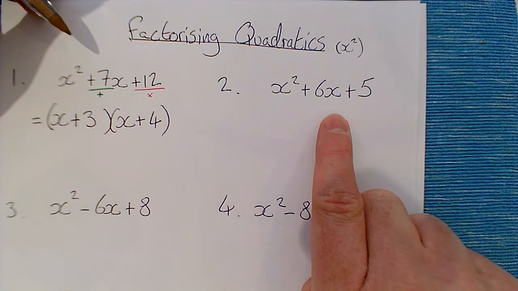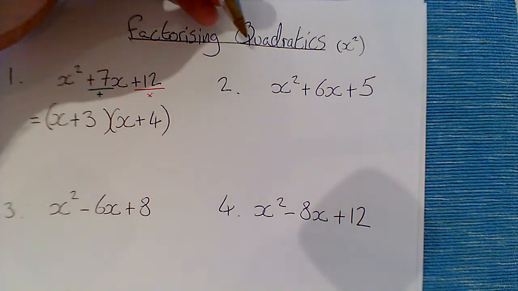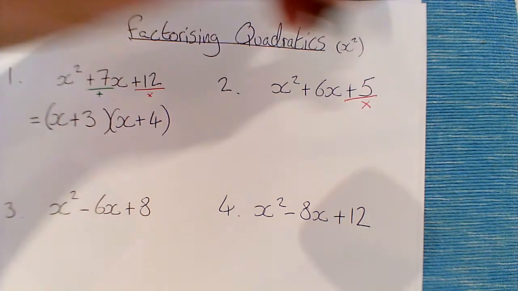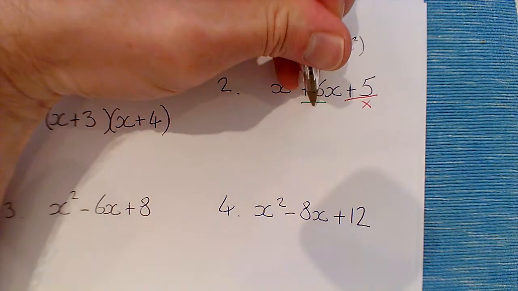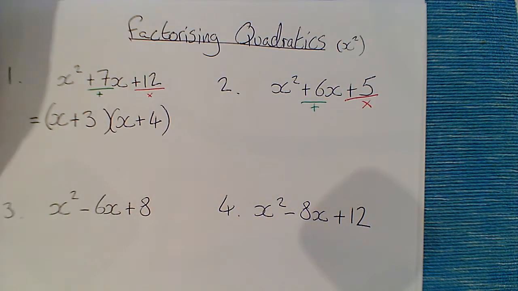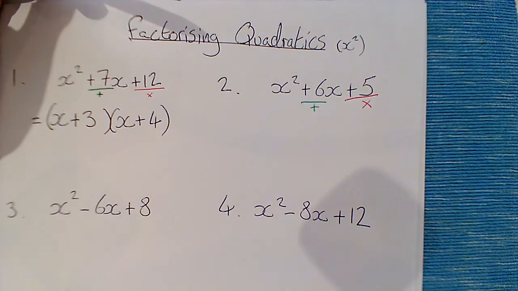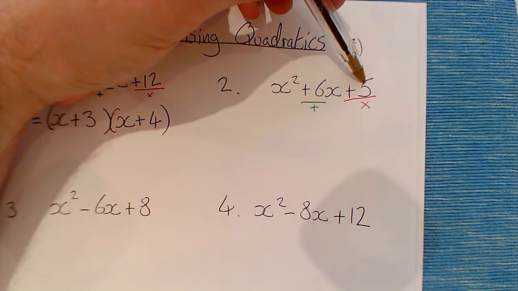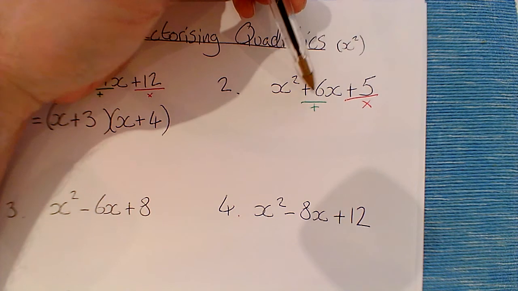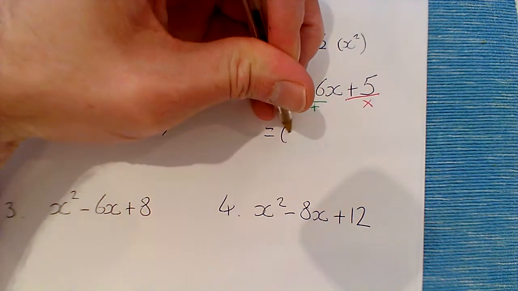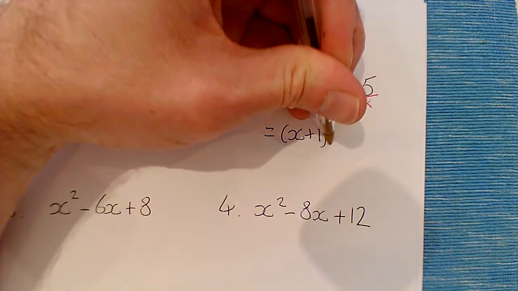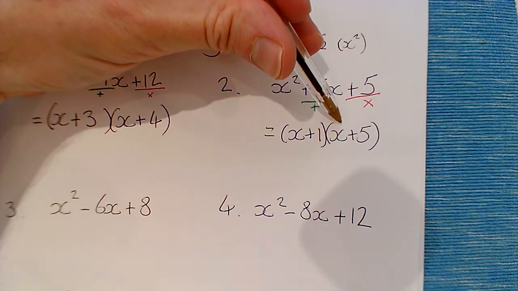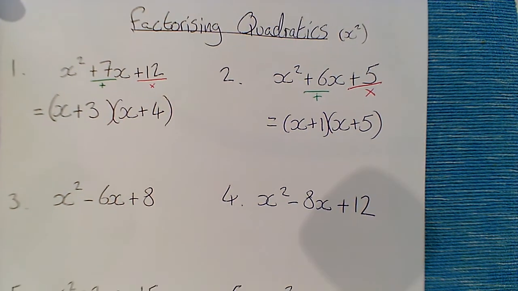We've got x squared, add 6x, add 5. So looking for a pair of numbers that multiply to make 5, and that add up to make 6. Now luckily, not a lot of pairs of numbers, whole numbers only, that multiply to make 5. The only pair that makes 5 is 1 times 5, and 1 add 5 makes 6. So our answer is x add 1, x add 5. And again, if you wrote x add 5, x add 1, that'd be the same thing, it'd still be okay.